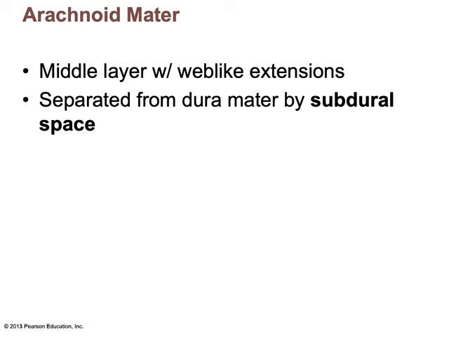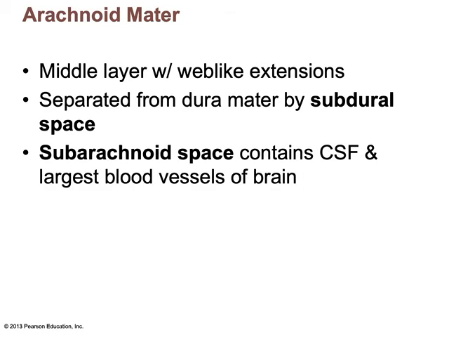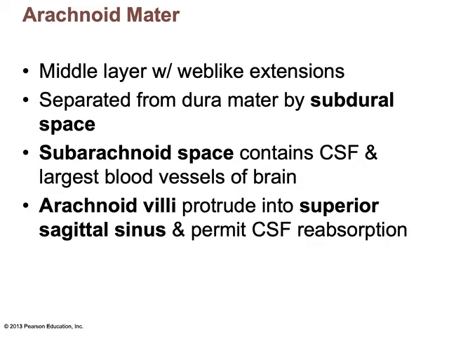It's separated from the dura by the subdural space, and the subdural space is filled with cerebrospinal fluid and invested with large numbers of blood vessels. Okay? The arachnoid villi protrude into the superior sagittal sinus, and that allows the cerebrospinal fluid to be reabsorbed after it has circulated through the ventricles and around the entire central nervous system to go back into the blood supply and become part of the venous return to the heart.